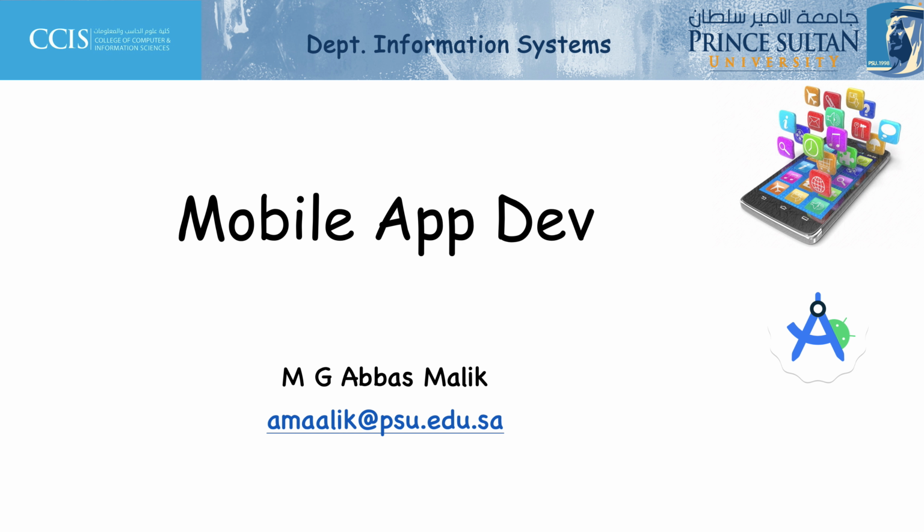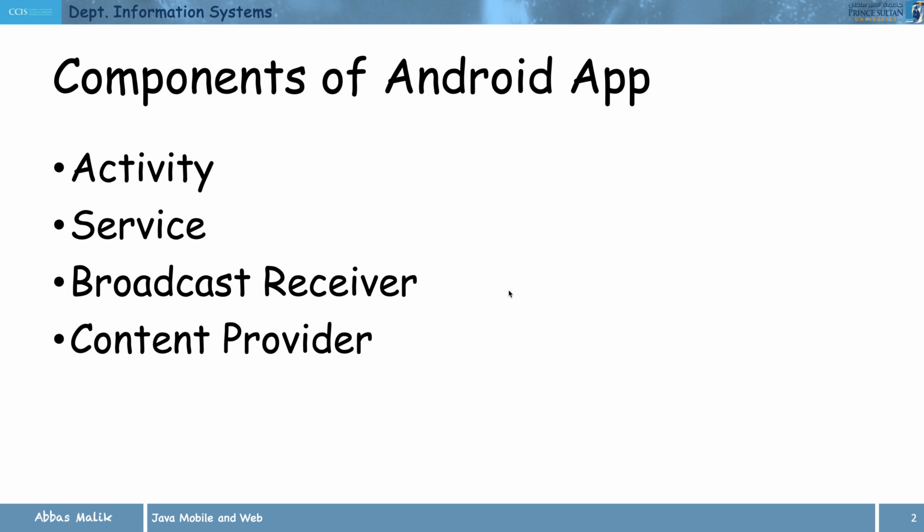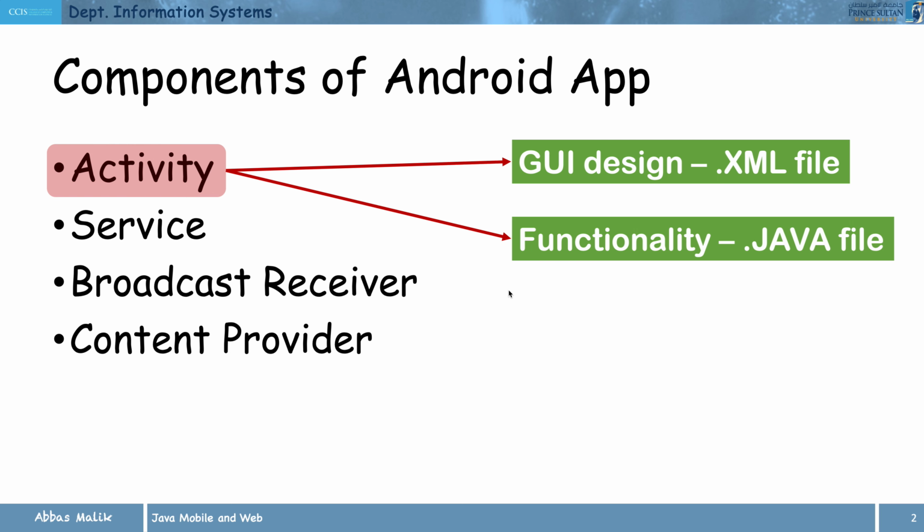Back in the last lecture we saw how we can create a project. We also looked at some introductory information about Android programming, and we had these main components: activities, services, broadcast receivers, and content providers. Today we will be looking more at GUI design in the XML file or in the design view.